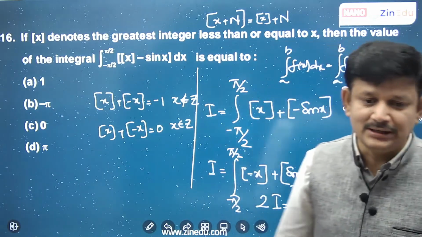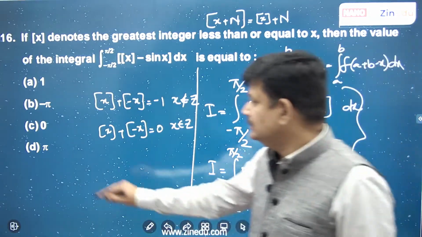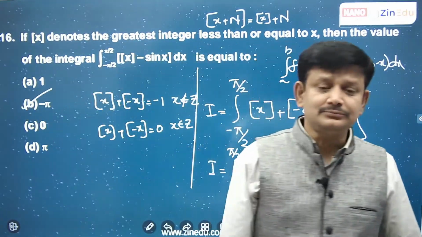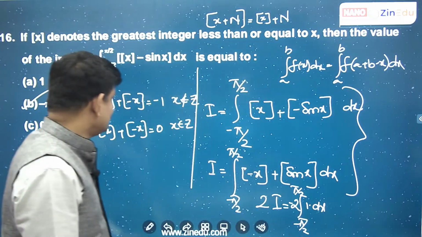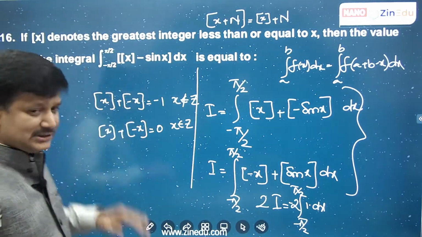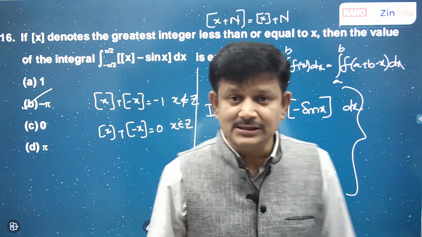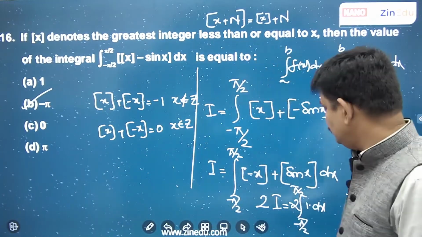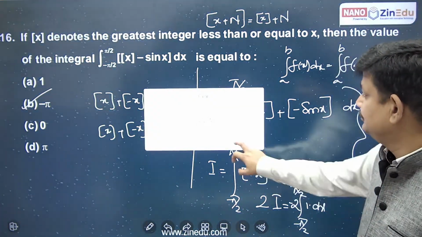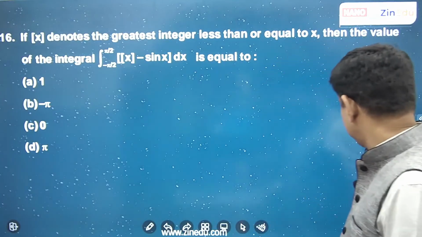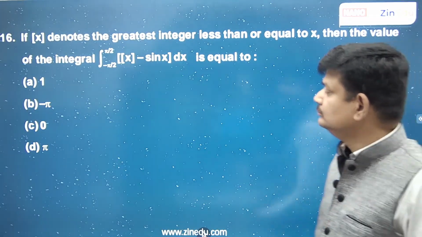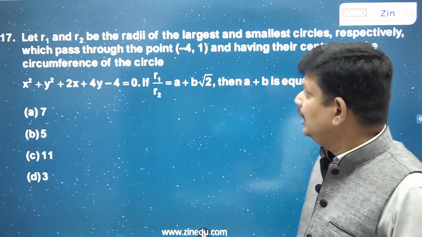Very simple integral. Just recall the property of the integral part of x: the integral part of x plus the integral part of minus x is minus 1. That is how elegantly you can solve this question. Let's look at the next one.